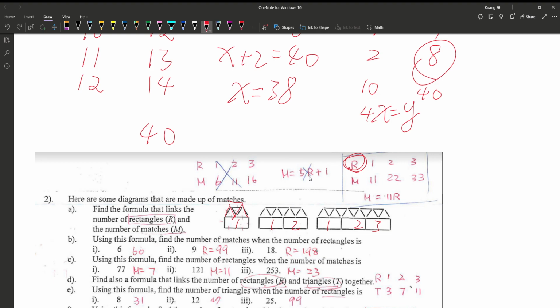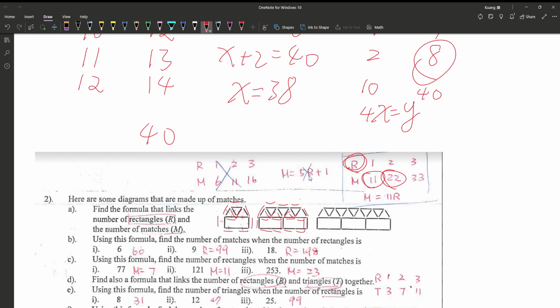Oh, I'm wrong. So you count the bottom one as well. So 1, 2, 3, 4, 5, 6, 7, 8, 9, 10, 11. So 11 matches. Okay. And if I have 2 rectangles, 1, 2, 3, 4, 5, 6, 7, 8, 9, 10, 11, 12, 13, 14, 15, 16, 17, 18, 19, 20, 21, 22. So 22. If I have 3, if you count, that would be 33.